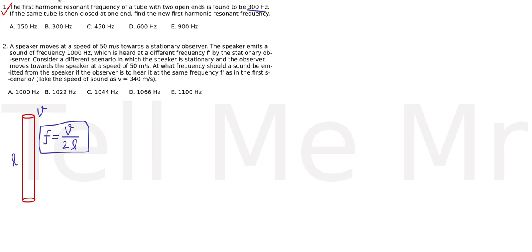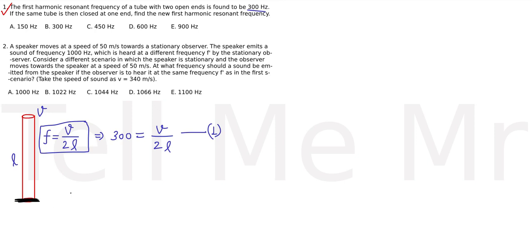So let's put the values. f is 300, so we will have 300 is equal to v upon 2l, and suppose this is our first equation. Now the question says if the same tube is then closed at one end. Now we are going to close this tube at one end. So it is opened now only at one end.